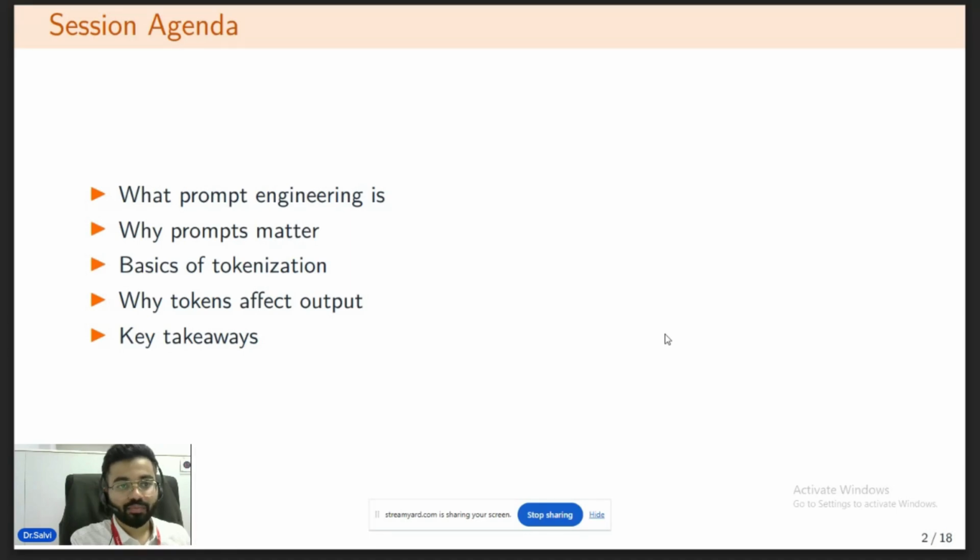So today we are going to center our agenda on what exactly prompt engineering is, why the prompt matters, and then we're going to move towards tokenization, which is something of great importance but more often than not is not given an equal amount of importance. Then we'll see how tokens affect the outputs, and then we'll have some key takeaways from the session.